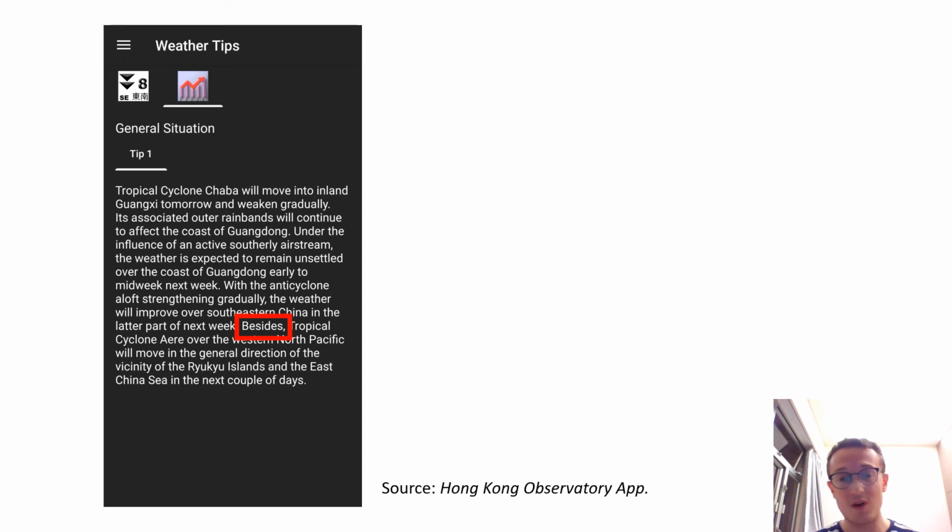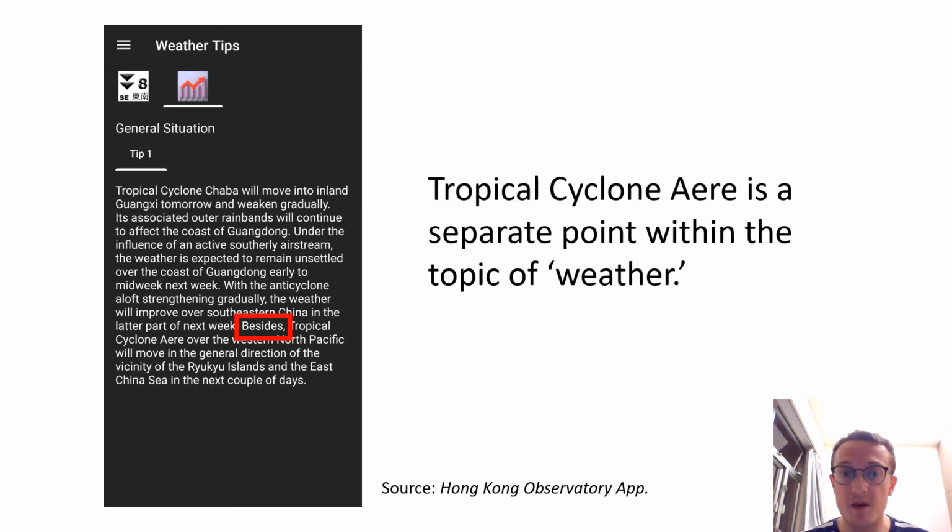Now let's return to this. Why is besides in this text incorrect? Well, the reason why is because Tropical Cyclone Airey is a separate point within the topic of weather. Originally, in the first part of the text, they're talking about Tropical Cyclone Chaba, which is a completely different cyclone, and they're talking about that as a separate point. And then they're trying to add a separate point of Tropical Cyclone Airey, but they cannot use besides to do this.